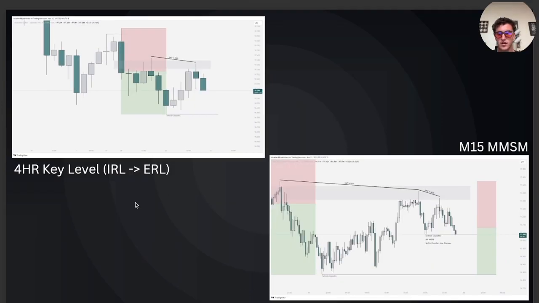The 4-hour key level internal range liquidity pool to an M15 market maker sell model. We have a 4-hour bearish fair value gap that we tag, create SMT divergence inside of it, and then we can then drop to our aligned time frame, the M15, and look for short positions to resting lows, as you can see here, off of that 4-hour gap.